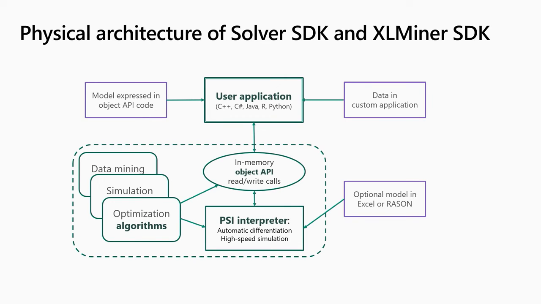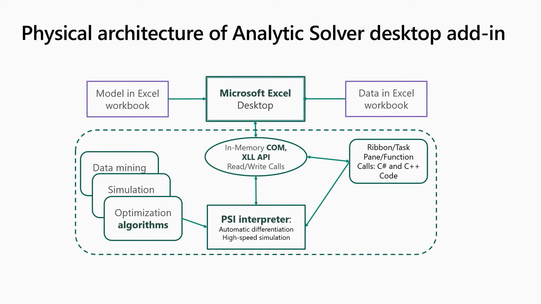But now, what happens? How does the architecture change when we're dealing with desktop Excel and COM? Well, it looks like this. Many of the same elements. The Sci interpreter's there. All the algorithms are there. Instead of our object API, we're now using Excel's API, the COM API and the XLL API.